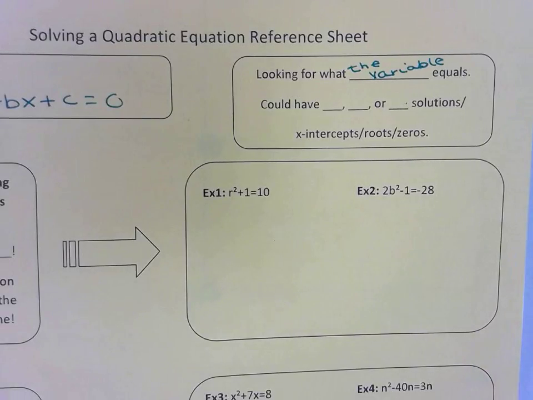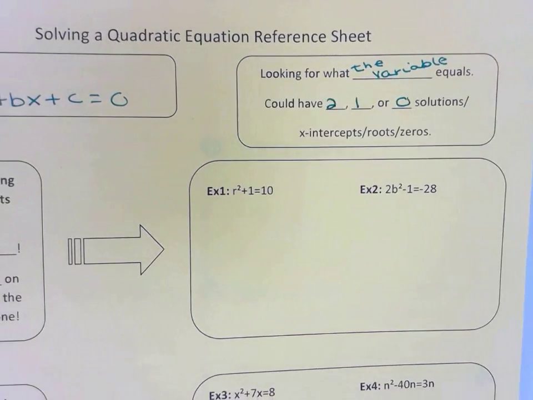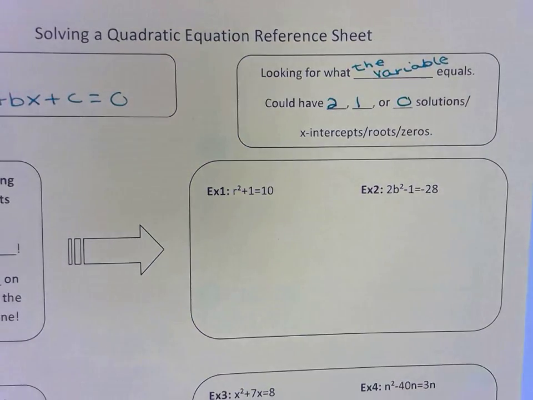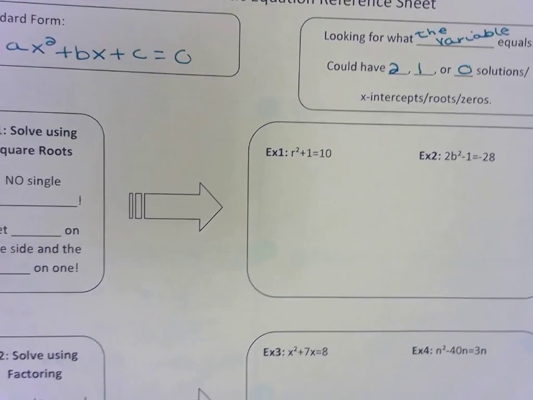Fine, you're good. 2, 1, or none. 2, 1, or 0. Okay, if I'm solving a quadratic, I could have 2, 1, or 0 solutions. And remember, a solution is the same as x-intercept, roots, or 0. So if they ask you to find the roots, they're asking you to solve it. Same thing. So that's why I put that on there. So whenever you solve a quadratic, you could have 2, 1, or 0. So 3 ways to solve a quadratic.